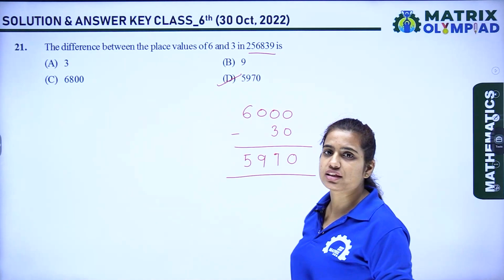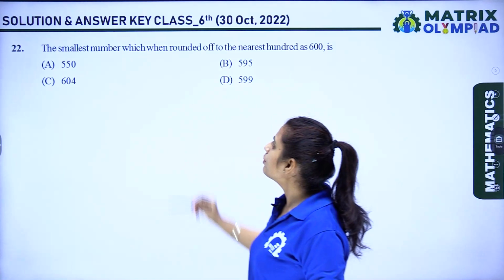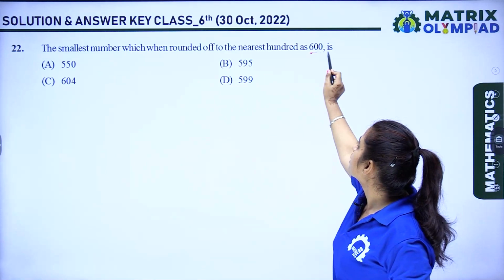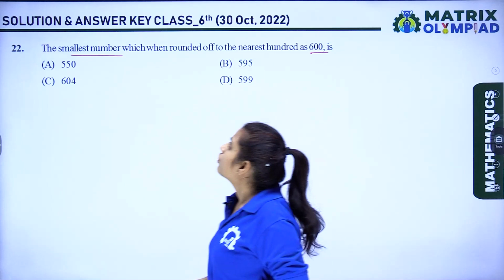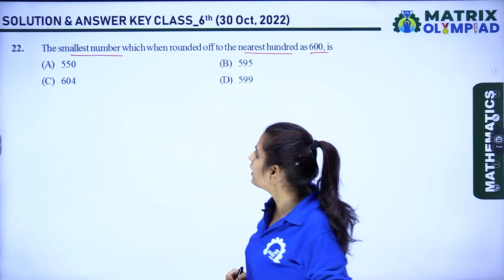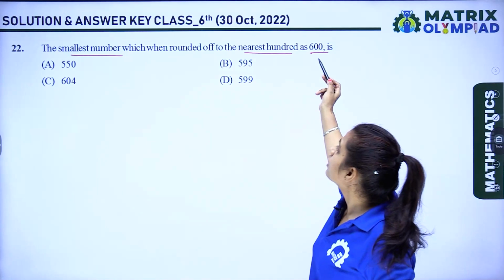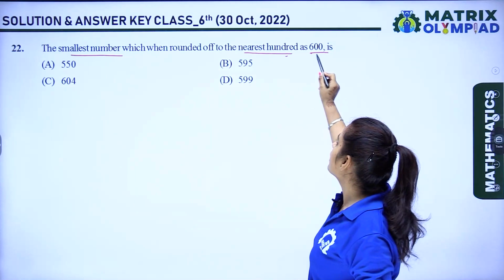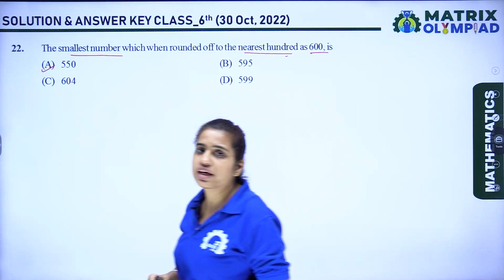Now let's solve the next question. The smallest number which when rounded off to the nearest 100 is 600. We have to find out the smallest number which when rounded off to the nearest 100 will give us 600. So let's check the options. According to the options, 550 is the smallest number which when rounded off to the nearest 100 will give us 600. So option A is the correct answer, that is 550.